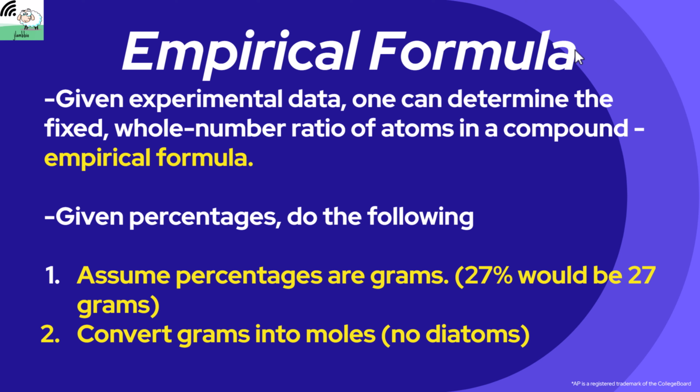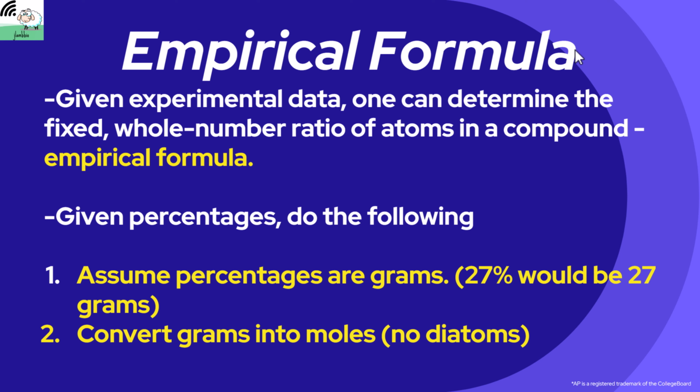Step number 1 would be to assume that the percentages are grams. So for example, if something had, let's say, 27% carbon associated with it, you would assume that that is 27 grams of carbon. The next step would be to convert that gram number into moles, utilizing the molar mass that is found on the periodic table.